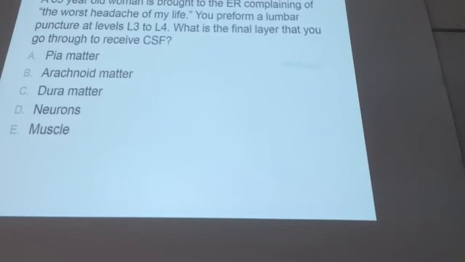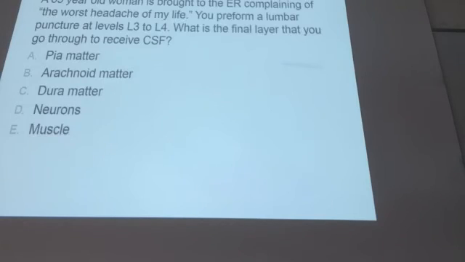A 65-year-old woman is brought to the ER complaining of the worst headache of her life. What is it? Subarachnoid hemorrhage. Perfect. A lumbar puncture at levels L3 to L4. Where are you getting CSF from? The subarachnoid space, under the arachnoid.